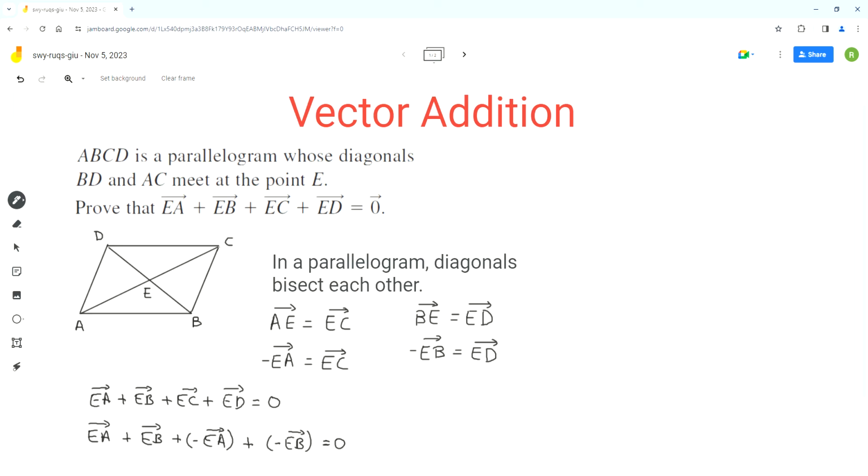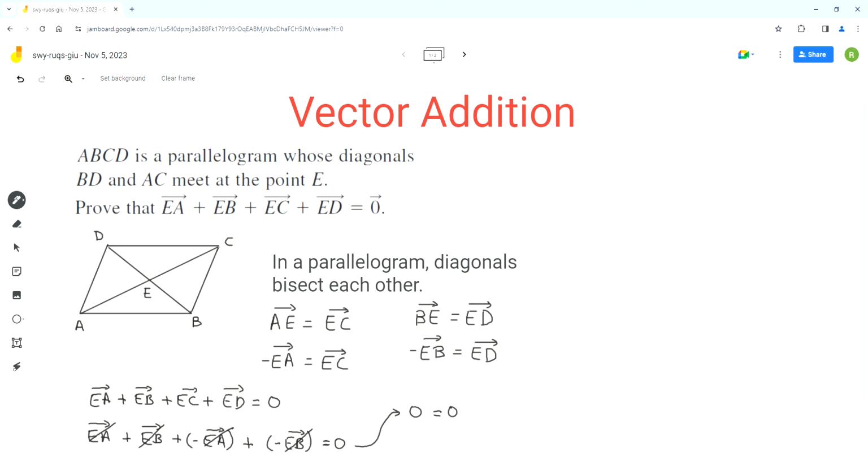We can combine the vectors on the left side of this equation. Now EA plus negative EA will cancel each other out because these are two vectors which are equal to each other, but one of them has a negative sign, so they cancel each other out. Similarly, vectors EB and minus EB cancel each other out, so same vectors with opposite sign. So therefore we get 0 equals 0.